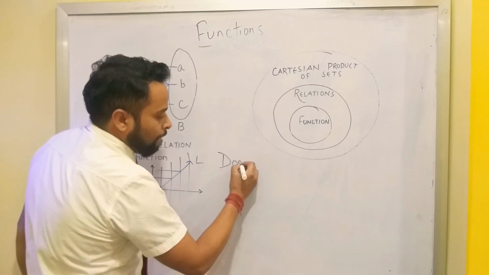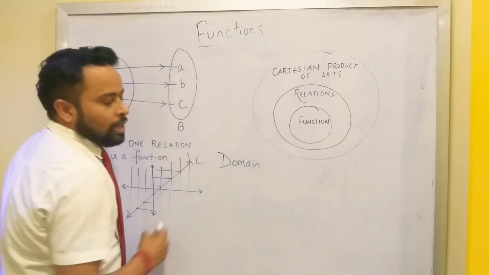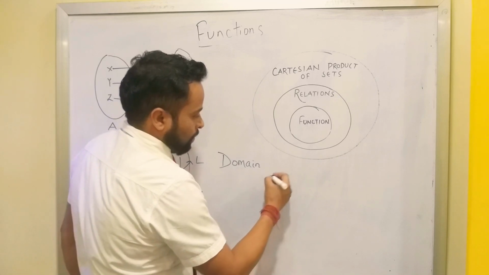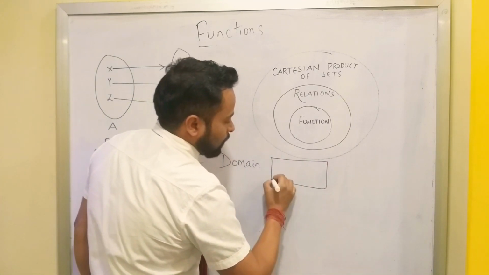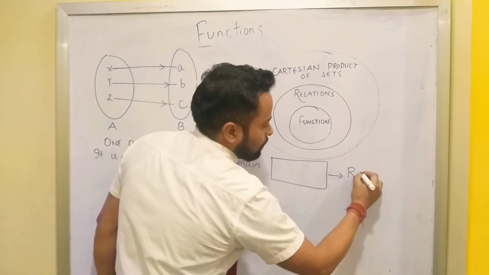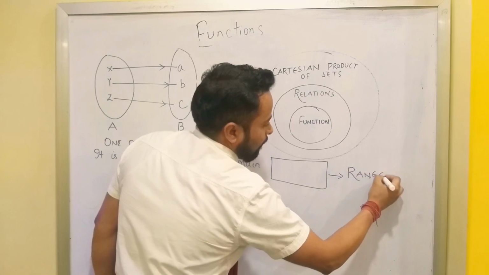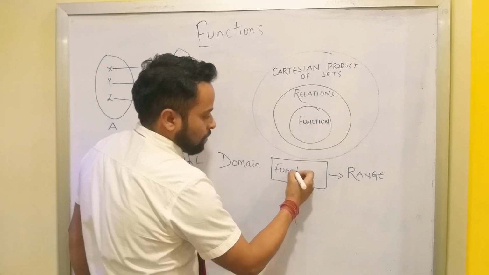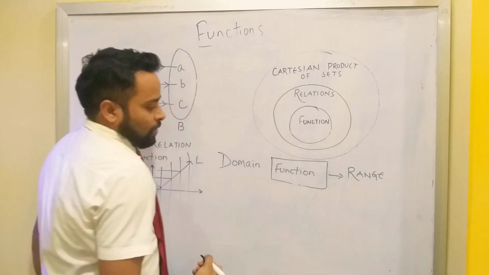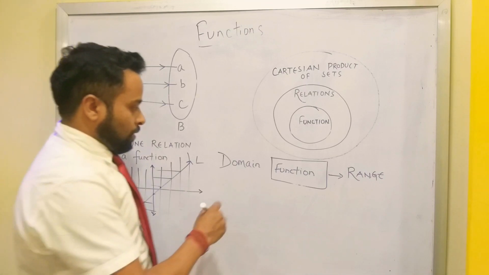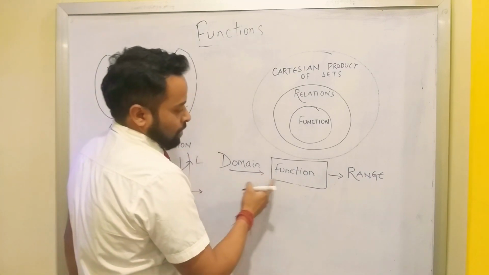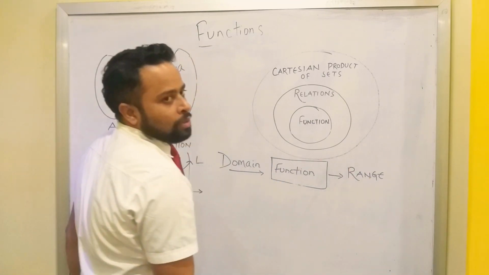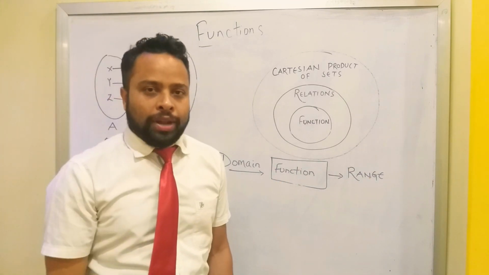All of you know domain, which we learned in class 11. And the output is range. And in between lies the function. Domain is your input. The function will work on the input, and whatever it gives out, that is its range.